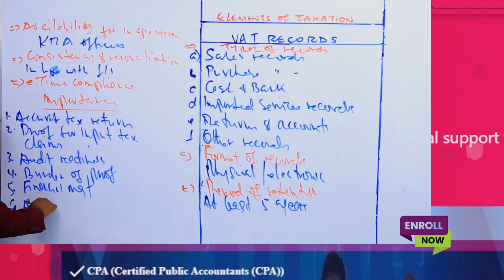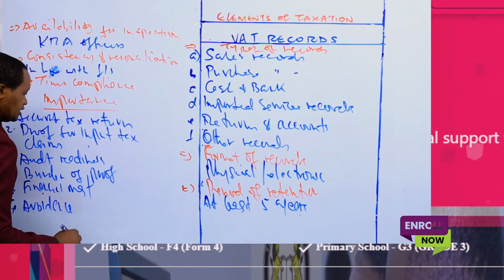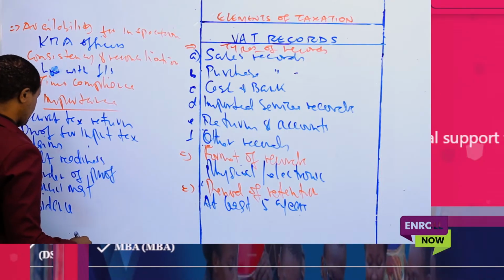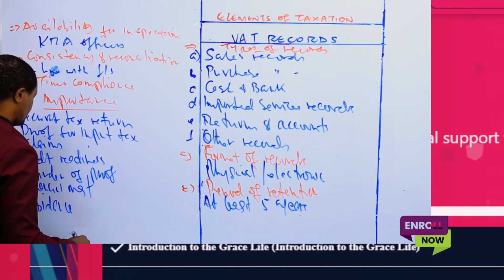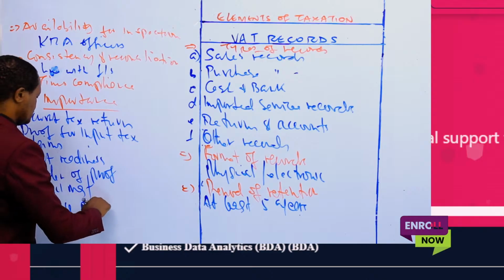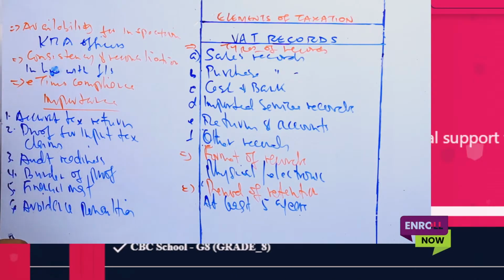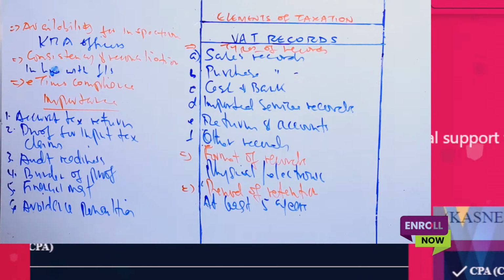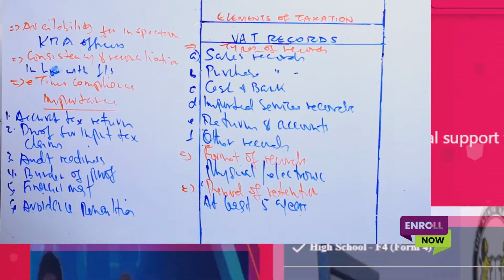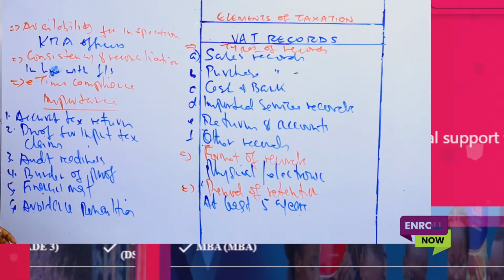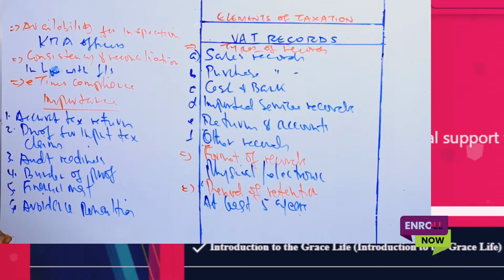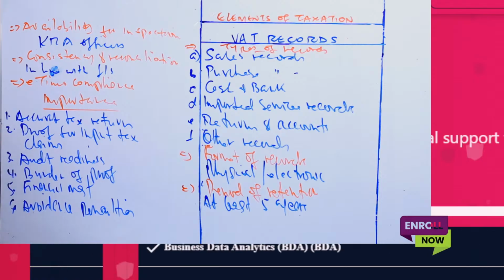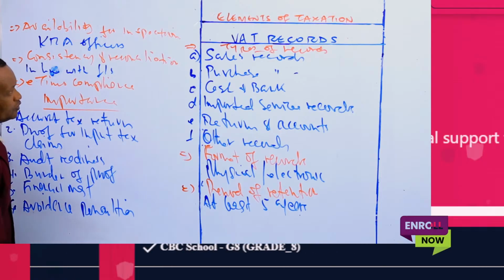6. These records can help a registered VAT taxpayer to avoid penalties. Failure to maintain proper records is an offense that attracts significant penalties. For example, 10% of tax payable, or even 100,000 shillings, whichever is higher. So that is all for VAT records.